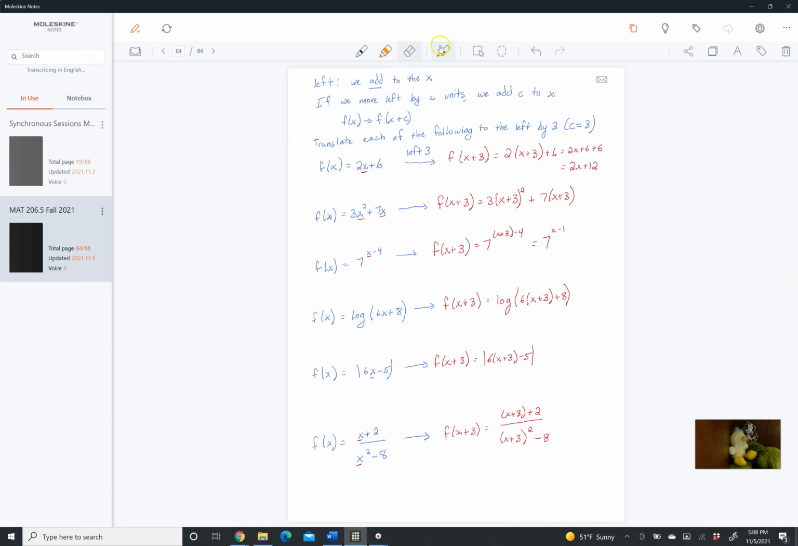Okay, so 2 other small things. We're going to talk about the why for the left and the right. Why do you subtract? Why do you add for left? And then we're just going to talk about notation. Okay, so why do we add to x when we go to the left, but we subtract from x when we go to the right?